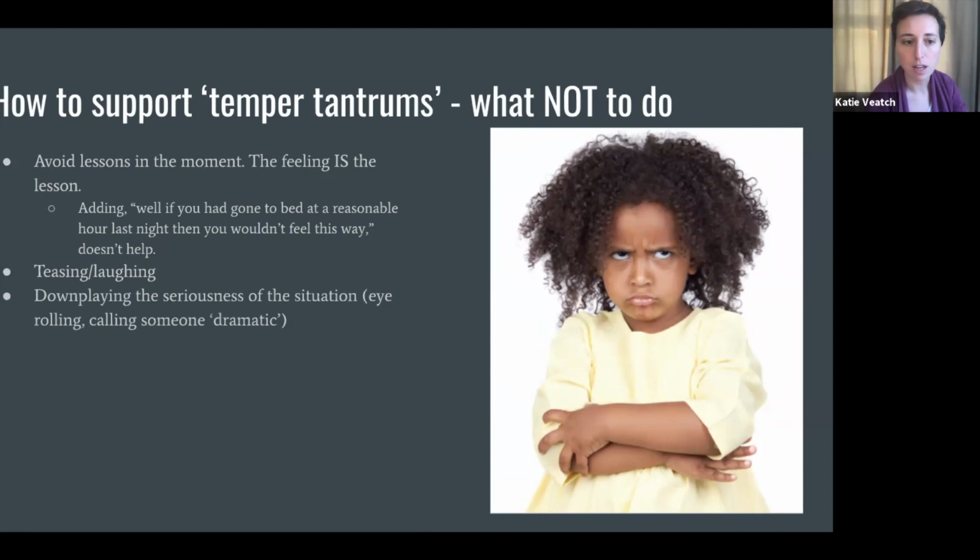I would prefer to not downplay the seriousness of the situation and not call someone dramatic. We're not going to do timeouts. We're not going to ignore the child in the moment. If they're attention seeking, we're going to give them the attention. Okay.